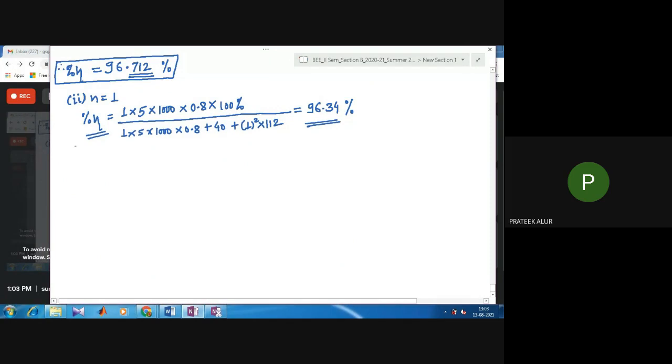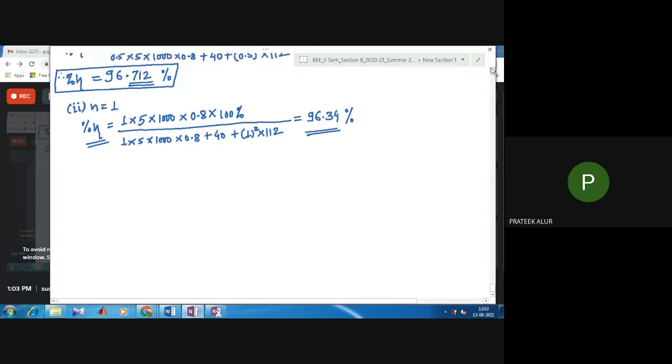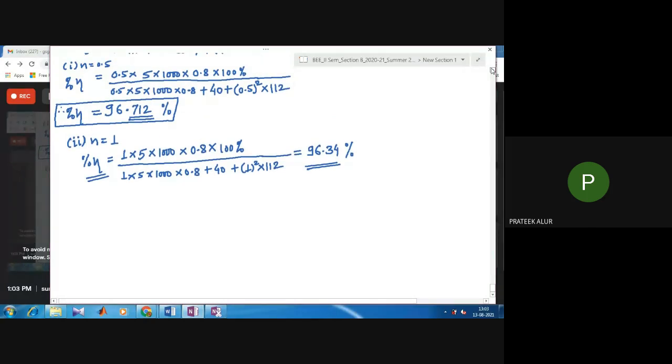Sir, what is the full form of KVA? I think in yesterday's class also I wrote KVA stands for kilovolt ampere. So volt is the unit of voltage and ampere is the unit of current. So the product of voltage and current with kilo is kilovolt ampere.